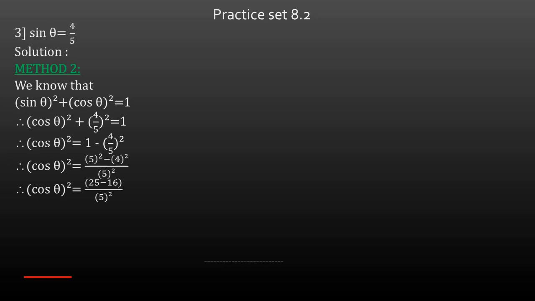So I get cos square theta is equal to 25 minus 16 upon 5 square. Now 25 minus 16 is nothing but 9. So therefore cos square theta is equal to 9 upon 5 square. Now 9 is the square of 3, so I have written cos square theta is equal to 3 square upon 5 square. Now taking the square root on both sides of this equation, I get cos theta is equal to 3 upon 5. So therefore the value of cos theta we got is 3 upon 5.